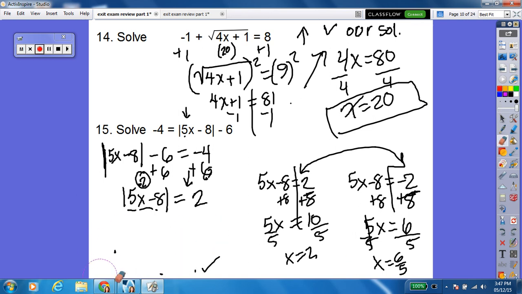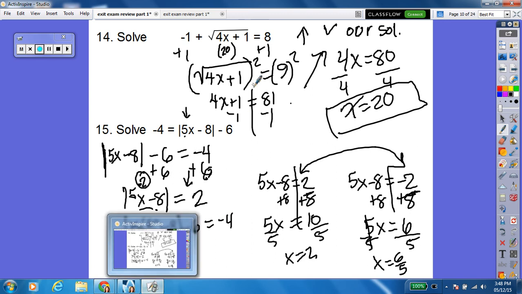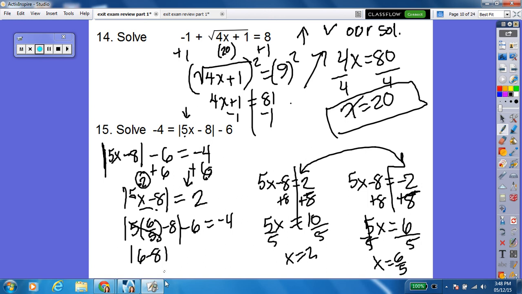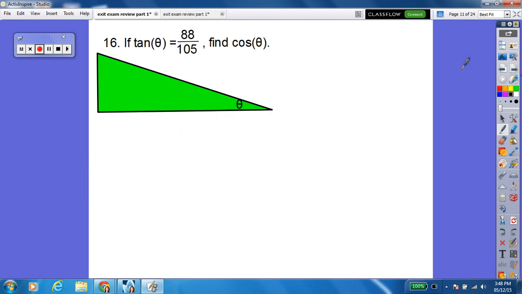Now I'm going to plug in the 6 fifths. So I'm going to do 5 times 6 fifths, sorry, it's positive 6 fifths, minus 8, absolute value, minus 6 equals negative 4. These are going to cancel out, leaving me with 6 minus 8. That's negative 2. Absolute value of negative 2 is 2. 2 minus 6 equals negative 4. Check, it worked again. So they both work. Remember that absolute values almost always have two answers. Okay? So we have two more problems to do.